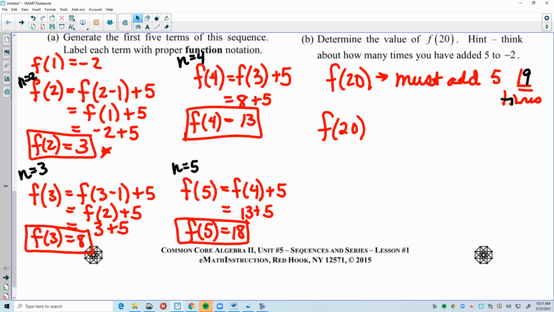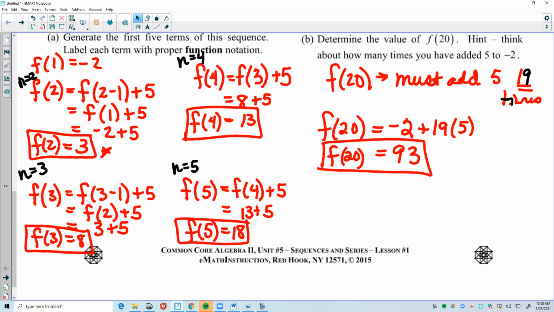I could think to myself, well, that would be the first term that we had, but I have to add onto that a total of 19 times 5, or 5 19 times. Okay, and by doing that, we would get the value of 93. So what we kind of just did there is we were able to come up with what's called an explicit formula. We're going to get into that a little bit more.